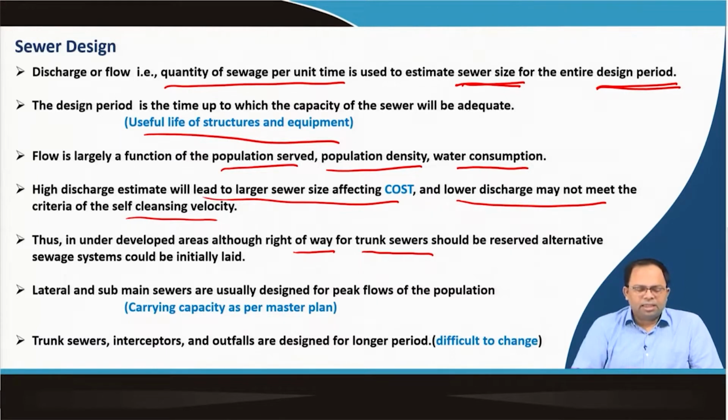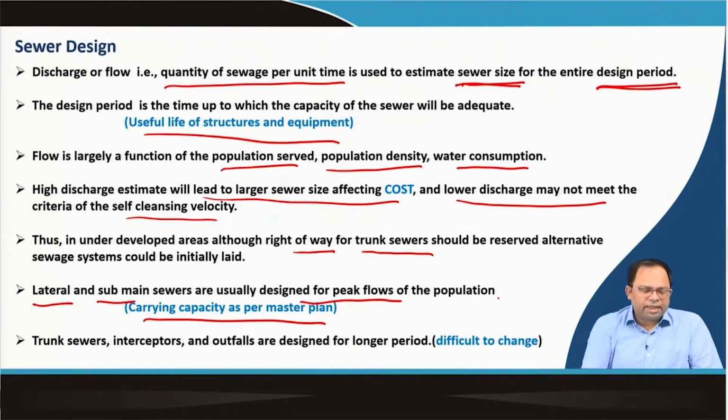Then lateral and submain sewers are usually designed for peak flows of the population, carrying capacity as per master plan. So, we first determine from the master plans what is the maximum target population for those particular zones, and usually those smaller areas are served by laterals or submains. That means not the main trunk line. So, usually we design it for their peak flows.